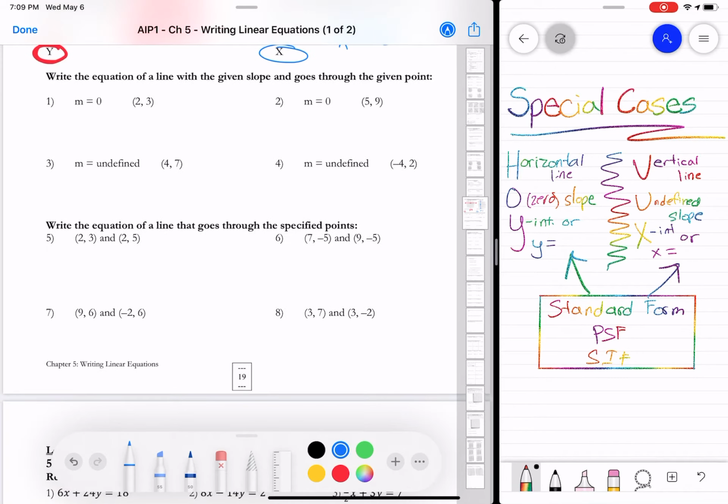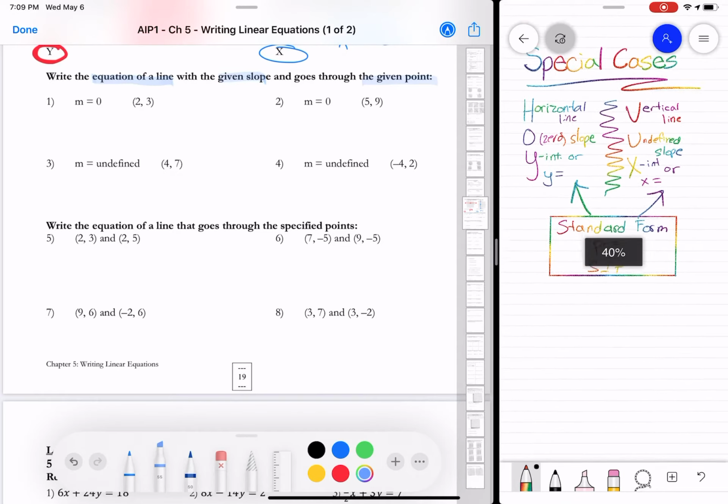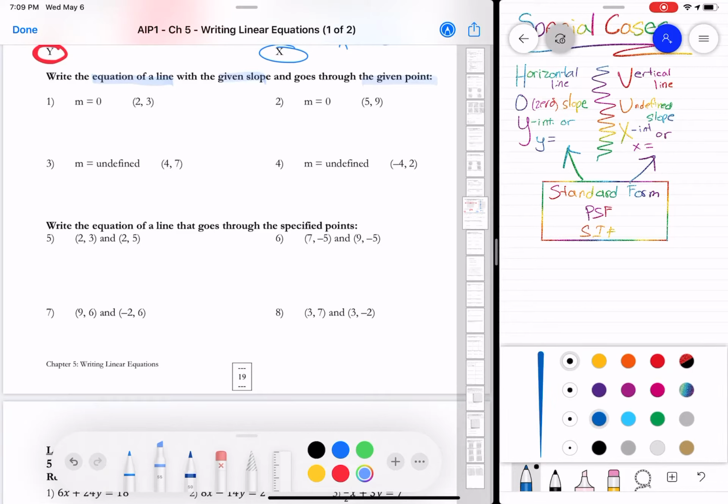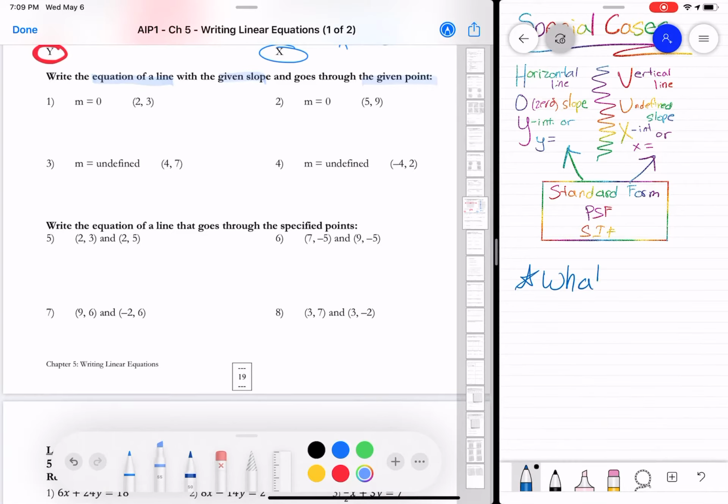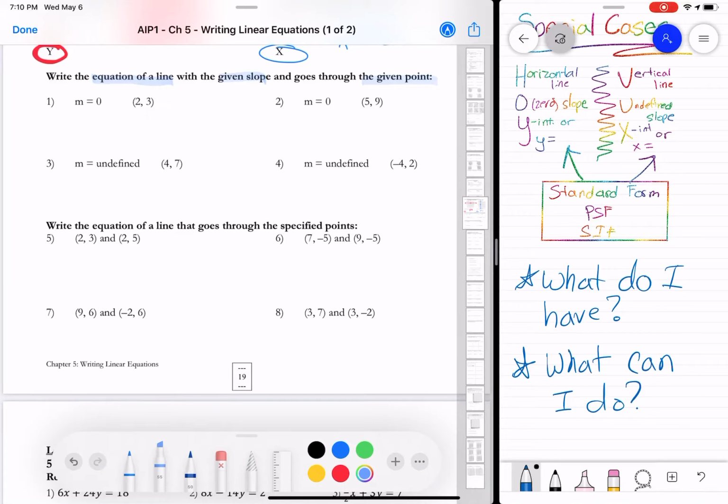So let's take a look at these examples. These directions are telling us that we want to write the equation of the line given the slope and it goes through a point. So usually we ask ourselves those two key questions, right? What do I have? And what can I do? So what do I have? I have a point and a slope for questions numbers 1 through 4. For every single one of those, I have a point and a slope. So usually your mind is going to be like, ooh, what can I do? I can do point slope form.